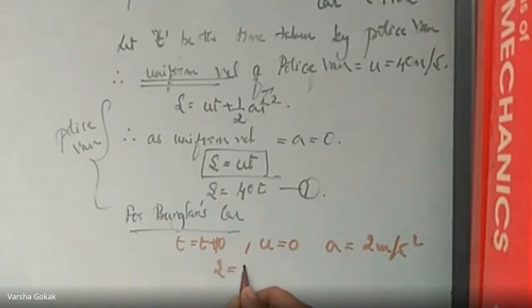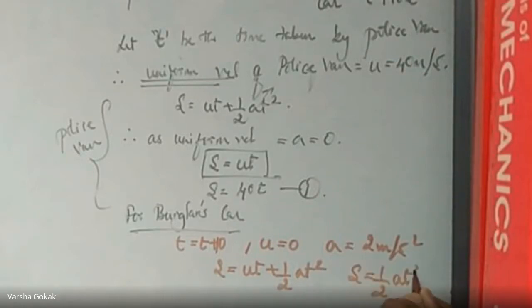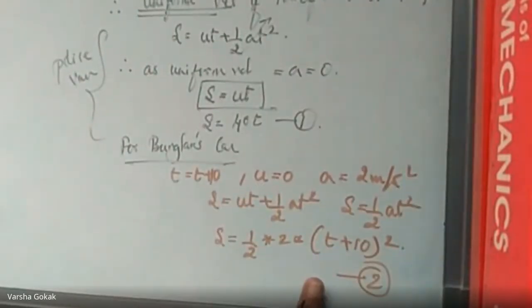So in the condition s equal to ut plus half at square, u becomes 0. So I am ending with s equal to half at square. Substitute s equal to half, a is 2, and t would be (t plus 10) the whole square. Correct? This is your equation 2.